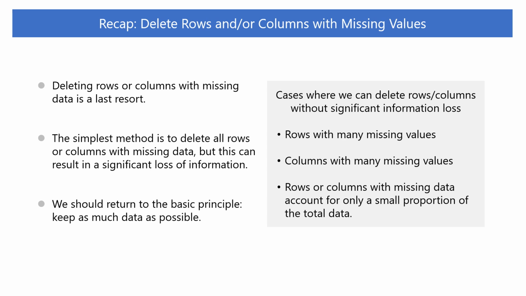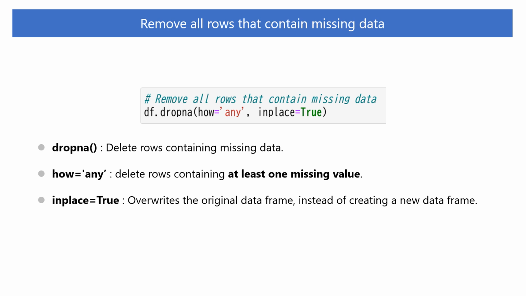The following situations are cases where deleting rows or columns will not significantly reduce the amount of information. Rows that contain many missing values. Columns that contain many missing values. Rows or columns that contain missing data account for only a small proportion of the total data. Using Python, we can efficiently delete data based on the above criteria.